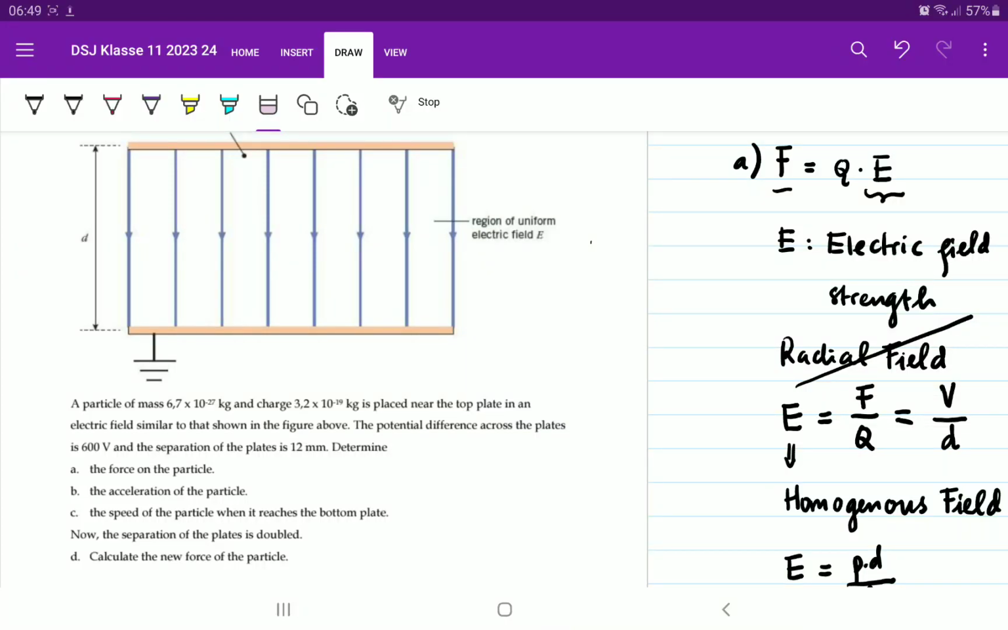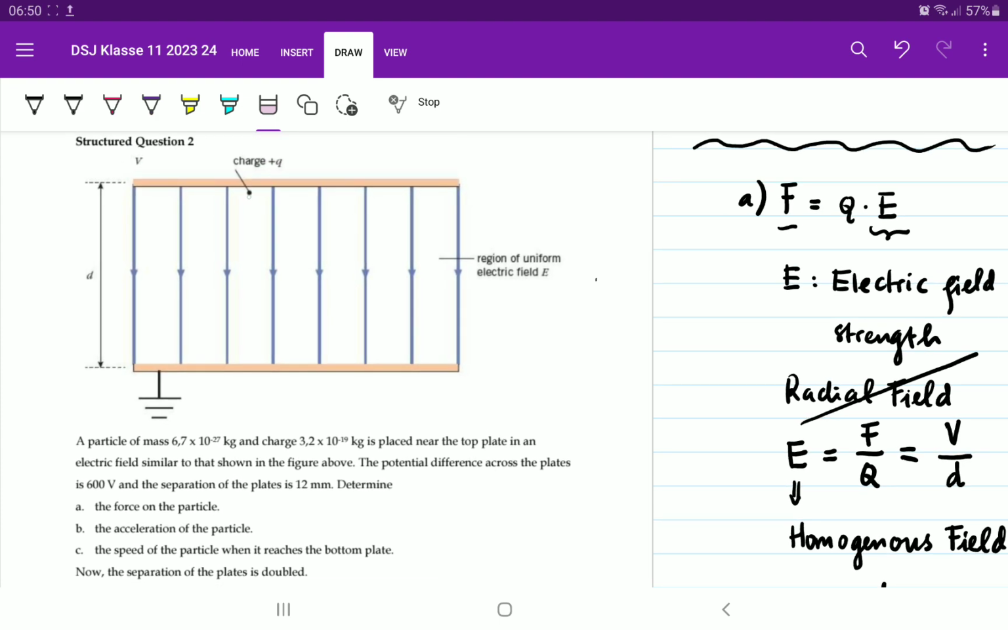By the question C, we are supposed to calculate the speed of the particle when it reaches the bottom plate. Well, the particle here, experiencing a force, will be accelerated down, and the force pulling it down, causing the acceleration, will increase therefore the speed or the velocity.